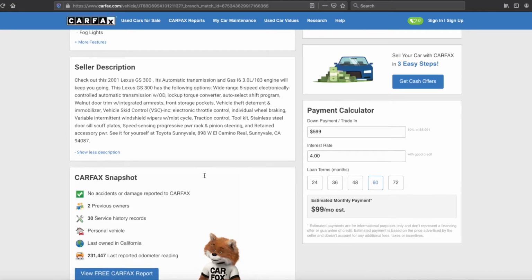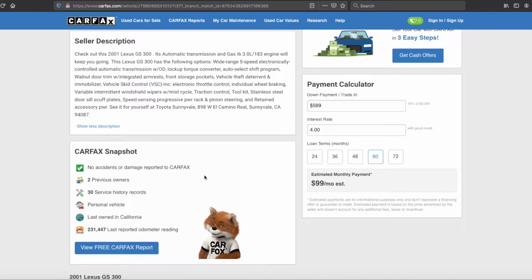As with any used car, you could actually do a pre-inspection, a pre-purchase inspection. There are a lot of different websites that talk about that. PPI, that's what it's called.